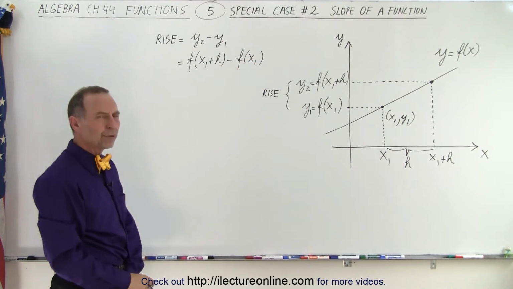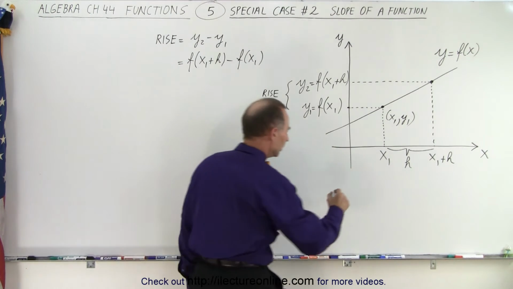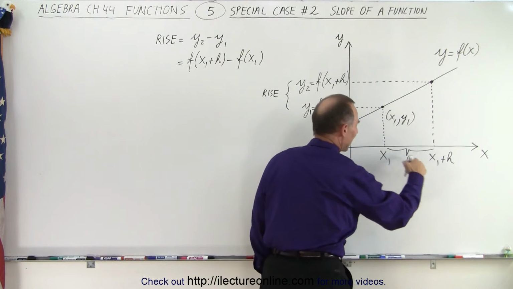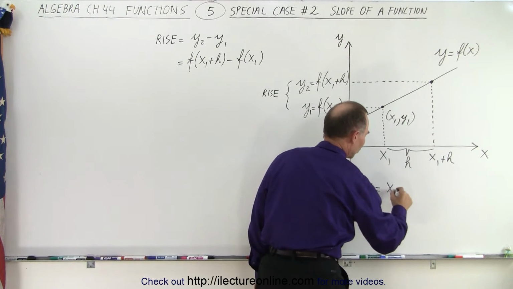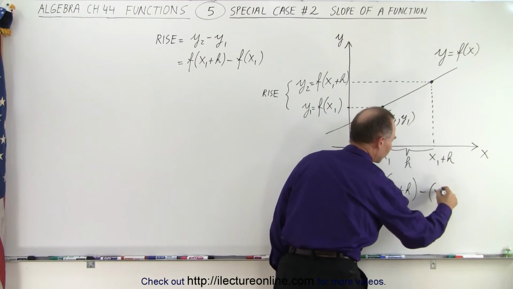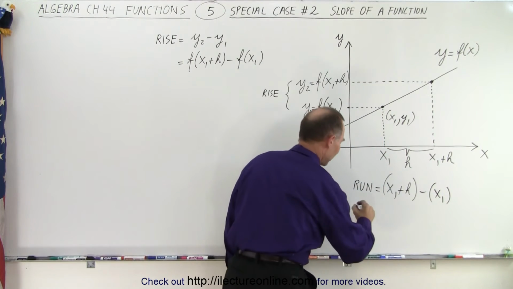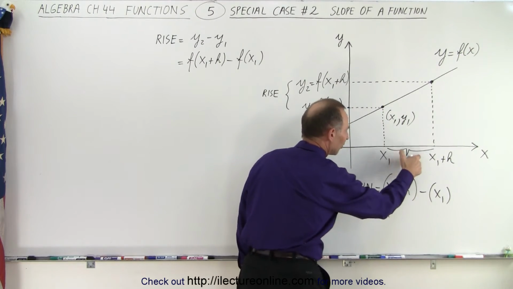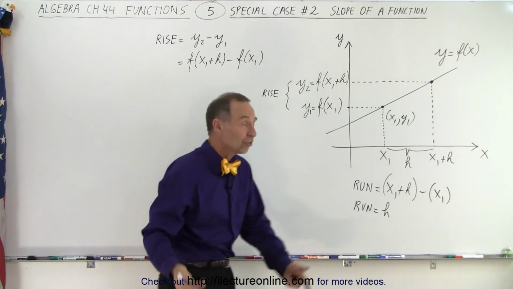Okay, what about the run? Well, the run is equal to the far point minus the close point. So the run would be x1 plus h, minus the close point, which is x1, and of course the x1's cancel out, so the run is simply equal to h. It's simply the distance from there to there, which we define as h.